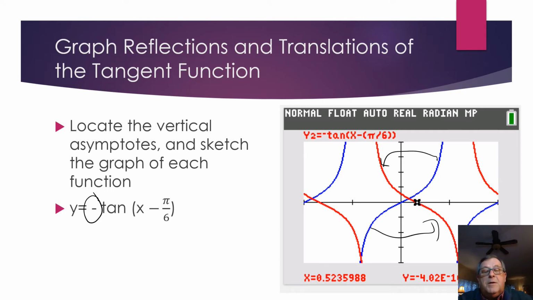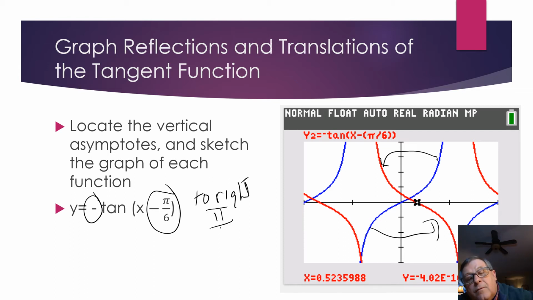I don't have any change in the period. So my period goes back to where my parent function of this tangent function is, which is pi. But I do have a phase shift here of negative pi over 6, which is going to give me a phase shift to the right by pi over 6. Now, if you notice right here we had an x-intercept at the origin, 0, 0. And now I've got an x-intercept right here.